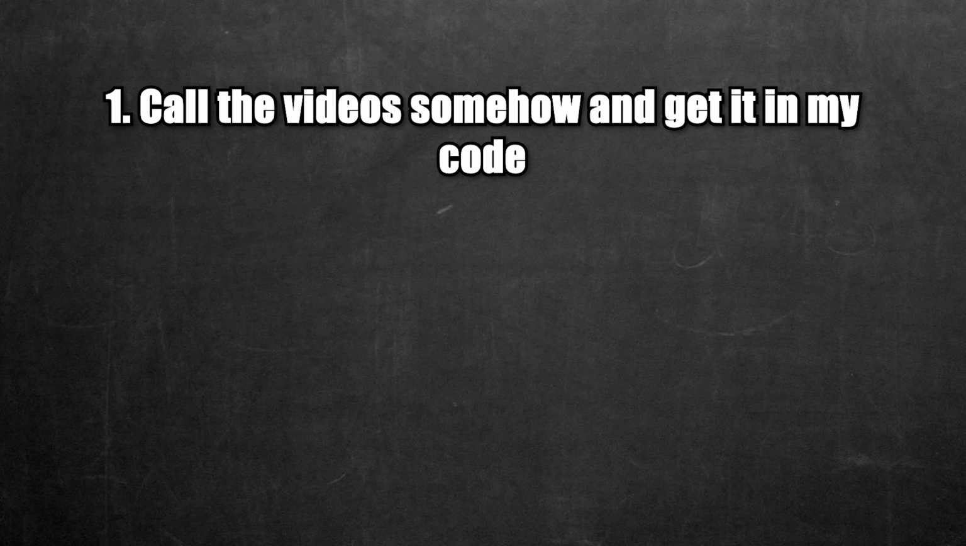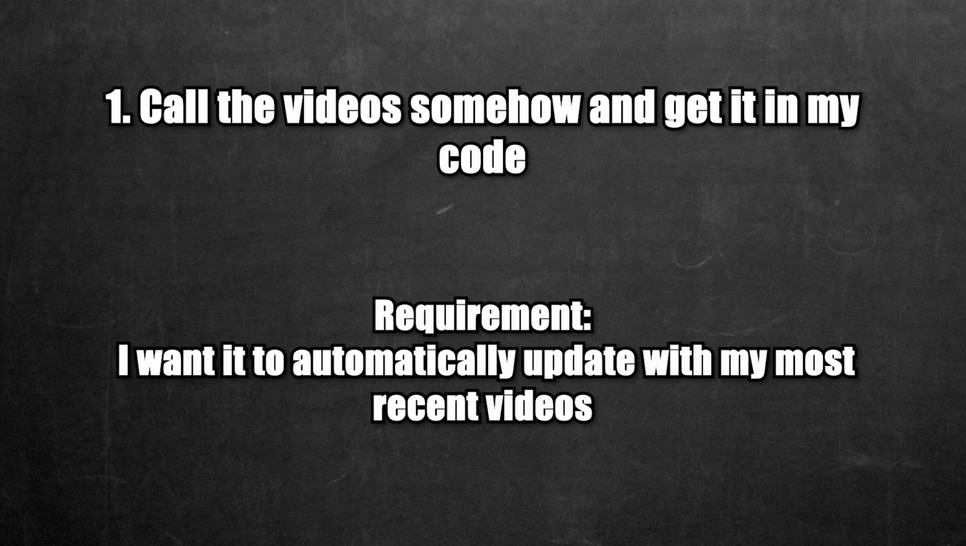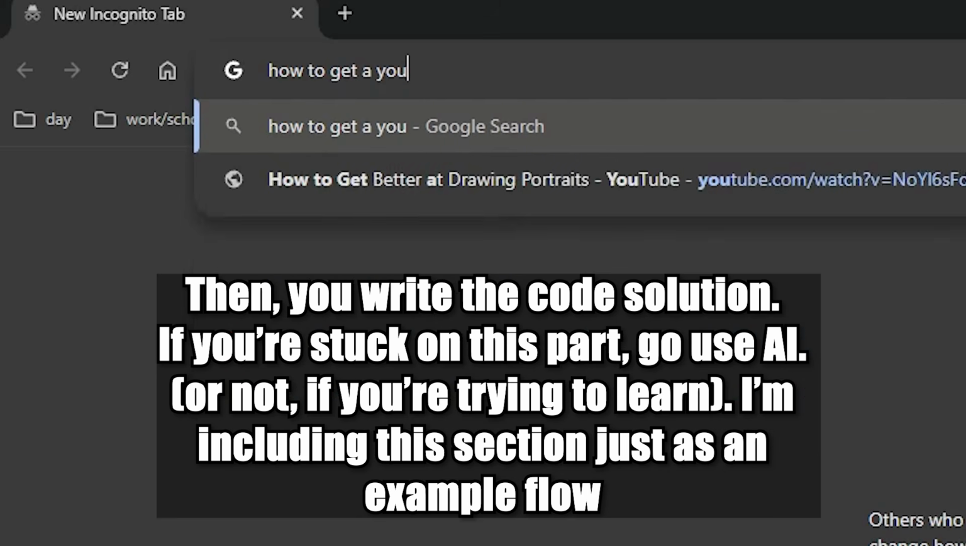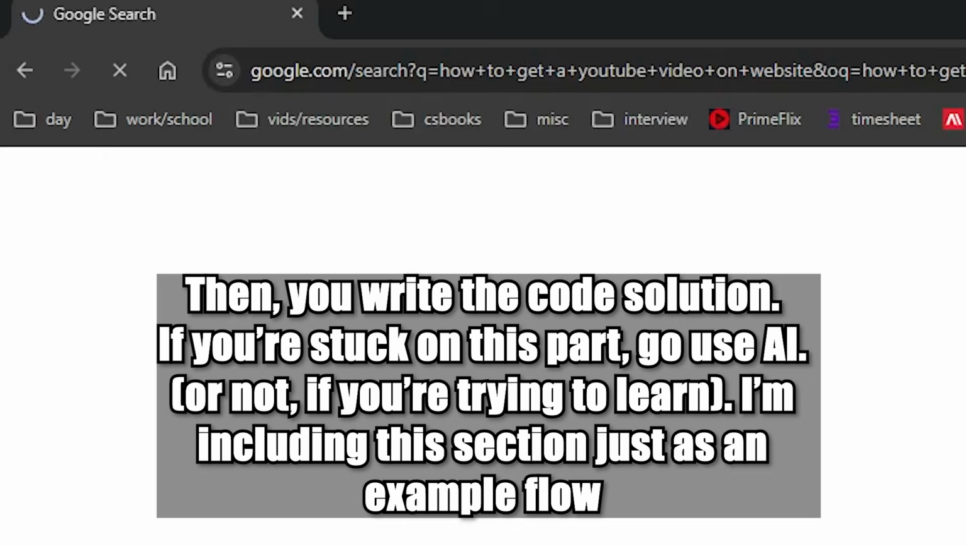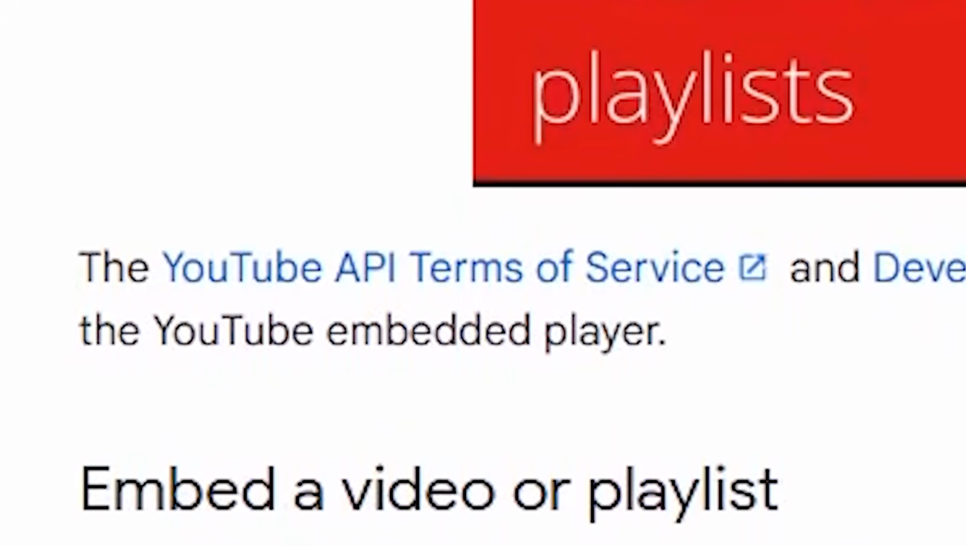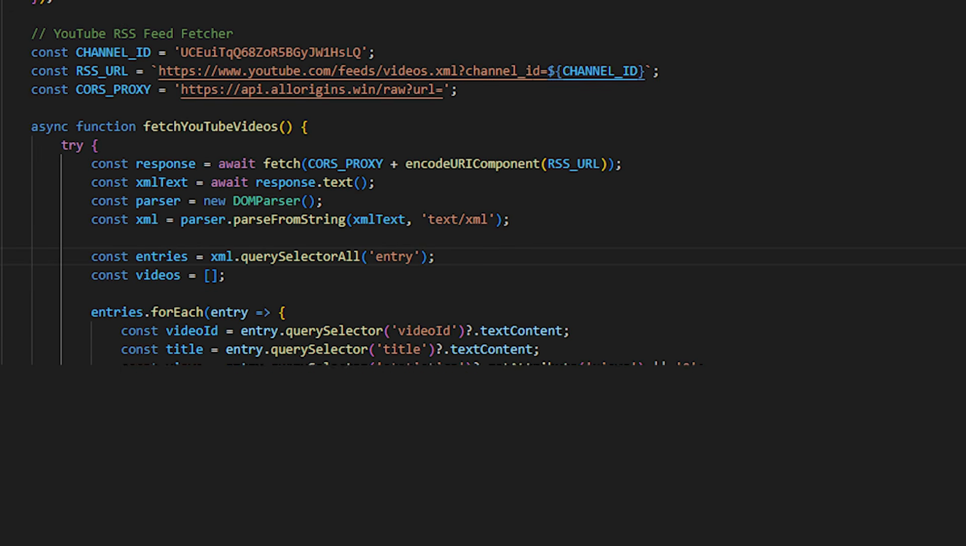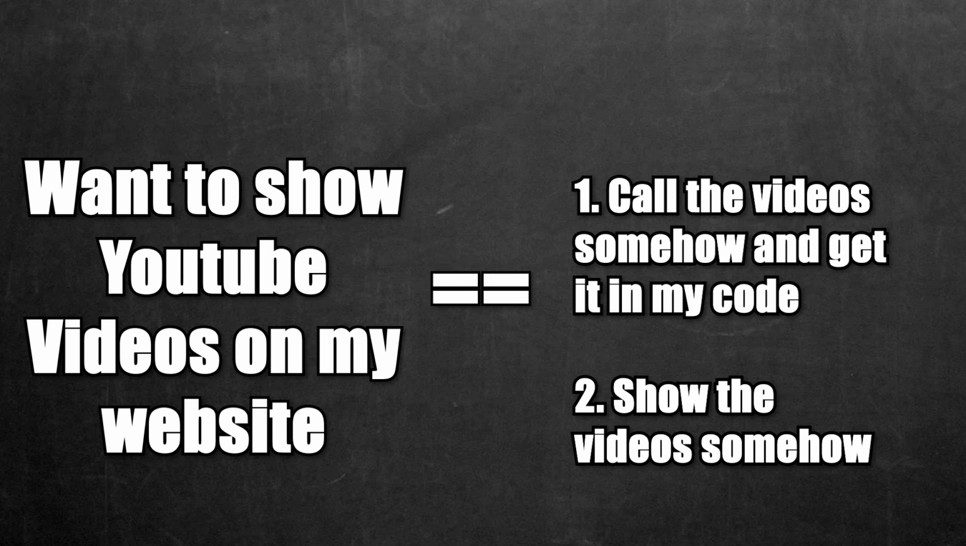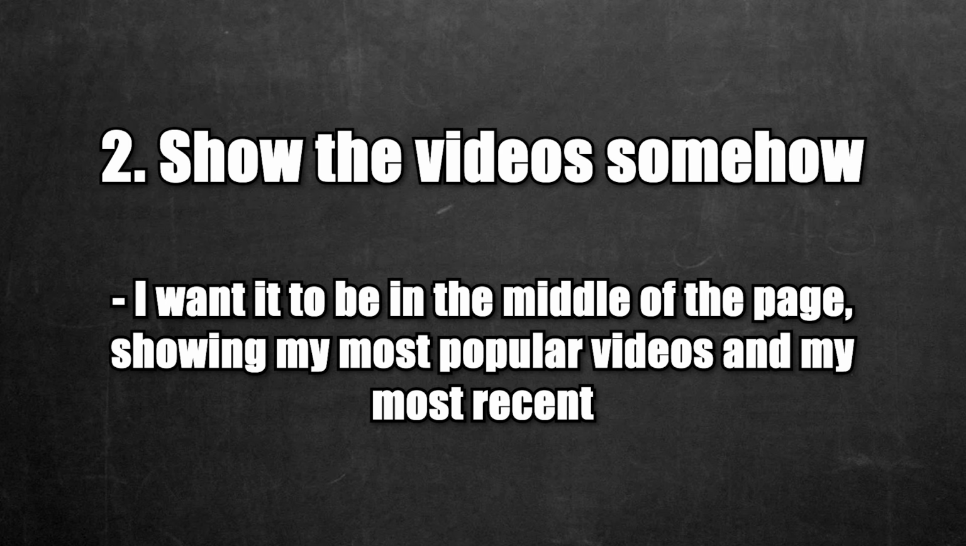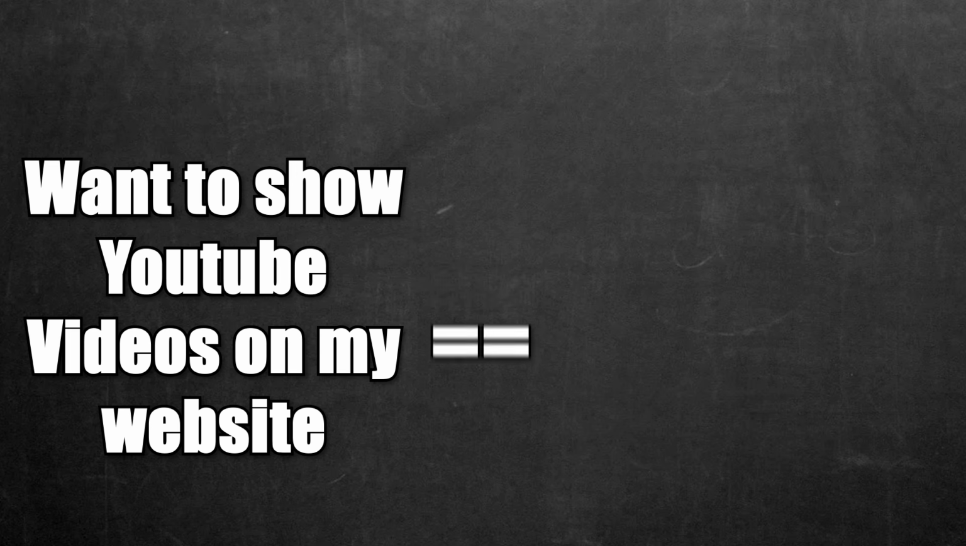I don't want to manually update it every time I upload, so I keep that requirement in my mind as I start to code. So I look up how to have an updated live version of my YouTube videos, and I decide to include YouTube's API in my tech stack. Now, I code a call to YouTube's API to get my most recent videos, and now you just rinse and repeat this process. Break down what you want into chunks, and then learn how to code that.